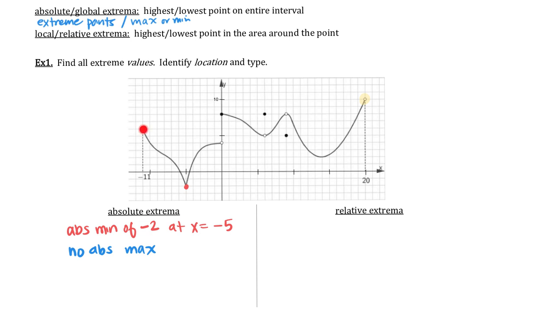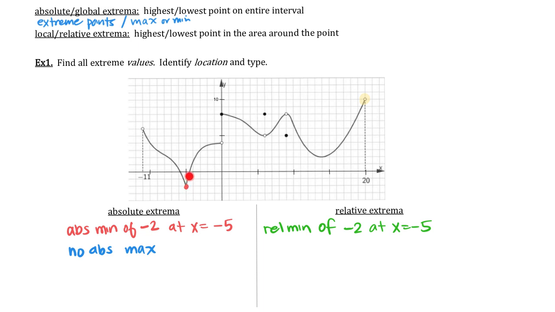So let's continue on this graph. I'm going down, down, down, down. I go down to here and then I go back up. So this is some kind of minimum. This is a relative minimum because it's lower than the points on the left and right. So relative min or local minimum. The value of the relative minimum is -2, and that occurs at x equals -5. And just because something's an absolute extremum doesn't mean it's not also a relative extremum.